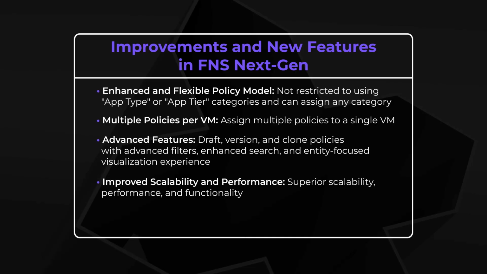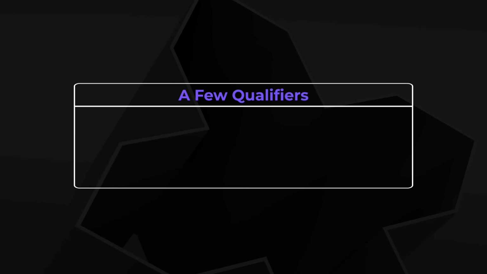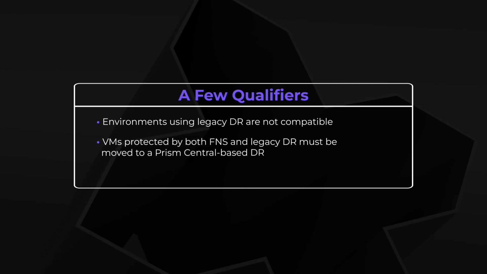We've also introduced new RBAC roles, allowing administrators to grant view-only access to different teams like help desk, security operations, or networking groups. Before we begin, here are a few qualifiers. Environments using legacy DR are not compatible. VMs protected by both FNS and legacy DR must be moved to a Prism Central-based DR plan before you can enable FNS Next Gen.